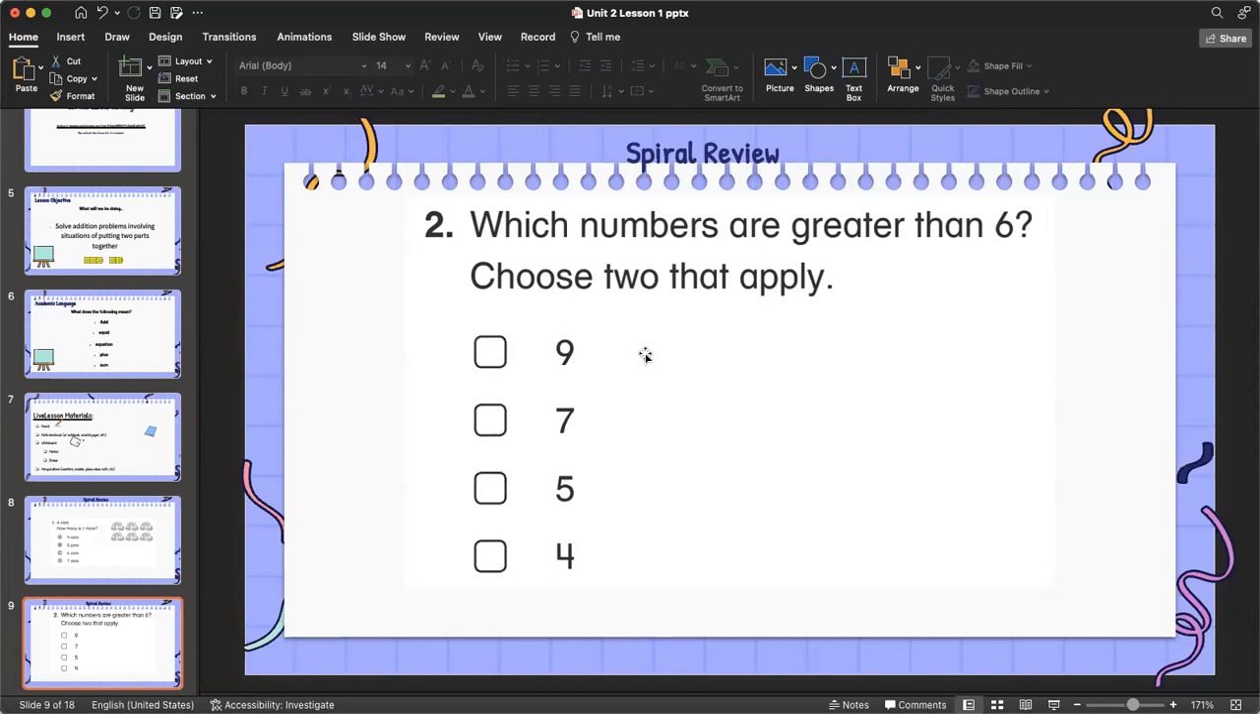Now look at your numerals that you have placed down below. Which numbers are greater than 6? What do they want to know? Choose 2 that apply. Pause and work it out with your learning coach.